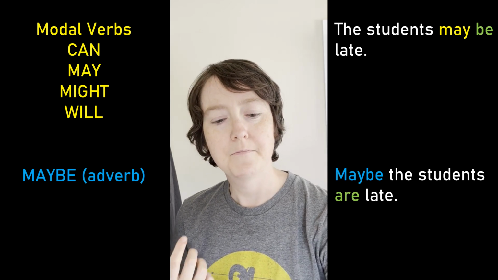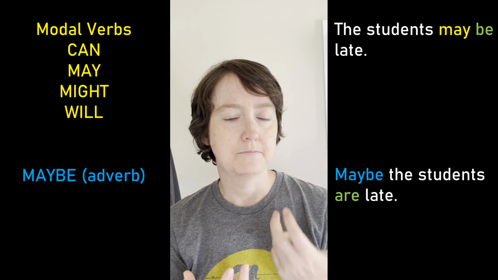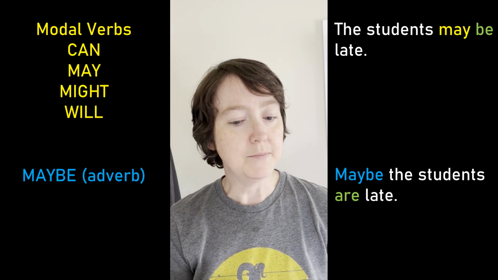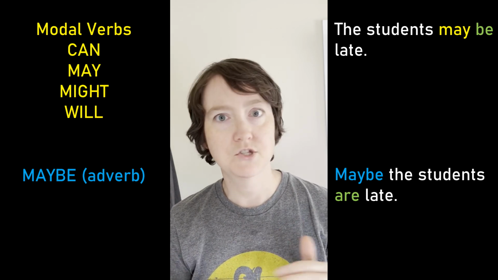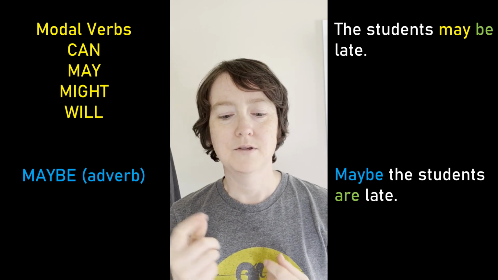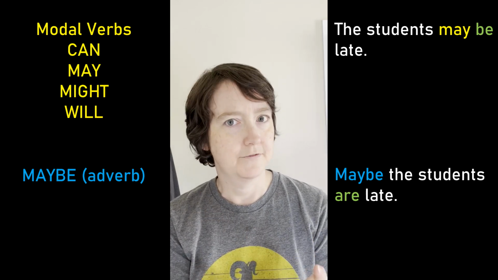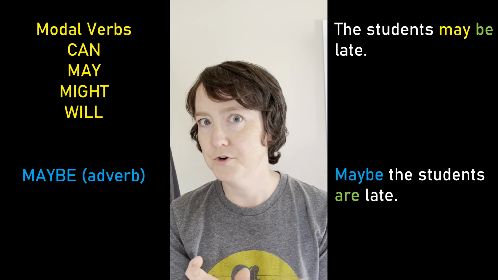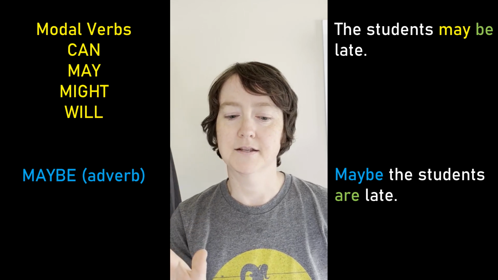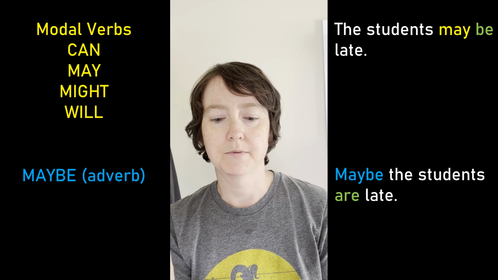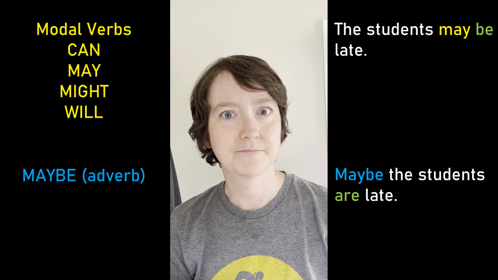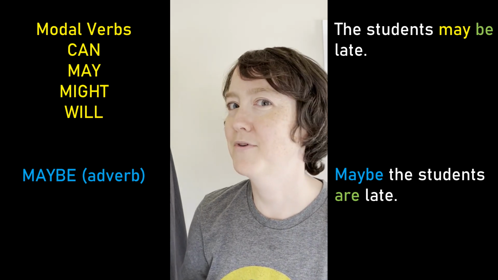The modal verb may tells me the main verb be is not certain, not sure. The adverb maybe tells me the sentence is not certain, not sure. But look where we put them. We use may after the subject before the main verb, which is in the base verb form. We use maybe at the beginning of the sentence, separate from the main verb. And the verb is not a base verb here. It changes for the subject. You might want to practice this more.